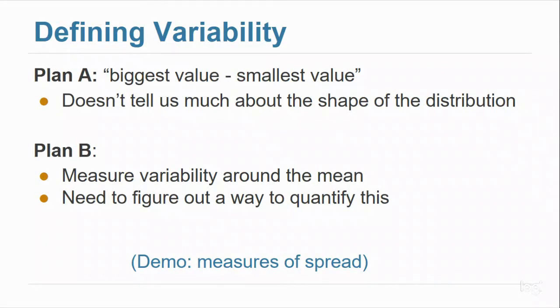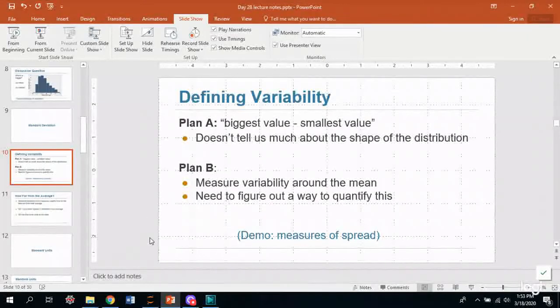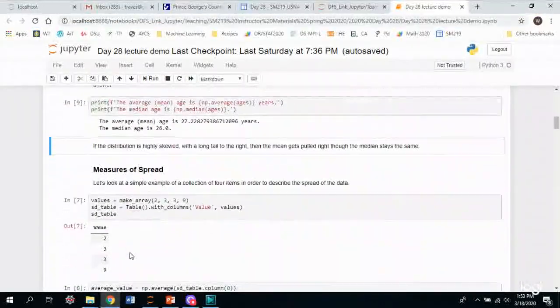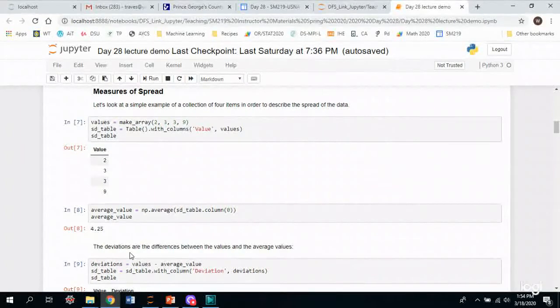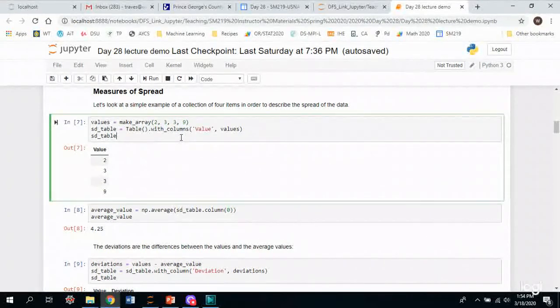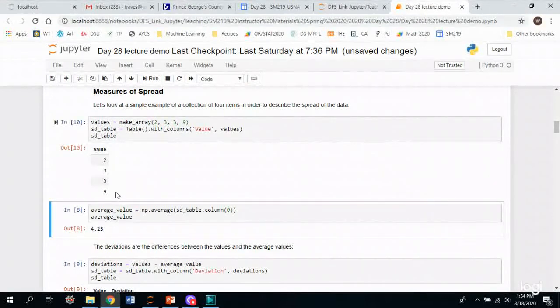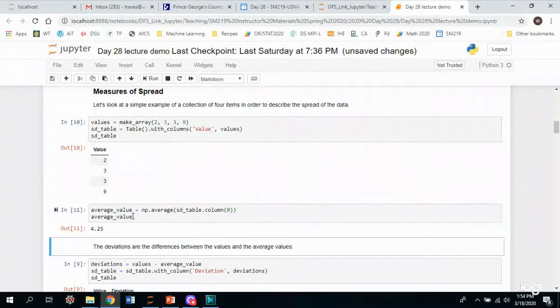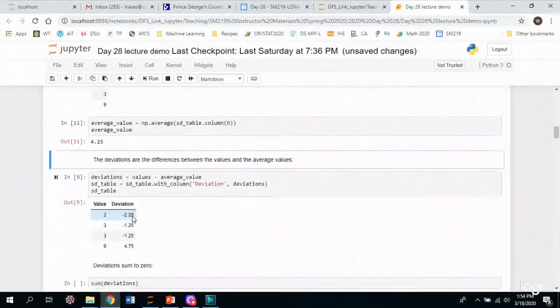And to do this, let's look at our Python notebook on the measures of spread section. Let's look at a simple example of a collection of 4 items in order to describe the spread of the data. Here we've got the array with the numbers 2, 3, 3, and 9, and we'll put this into a table called SDTable and display it. The average value of these numbers is 4.25. We saw that earlier in the lectures.